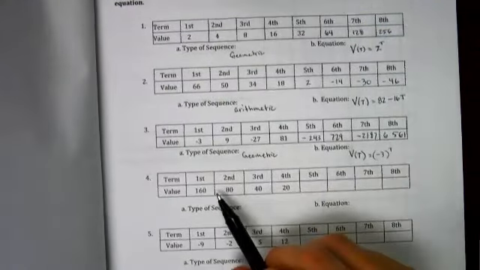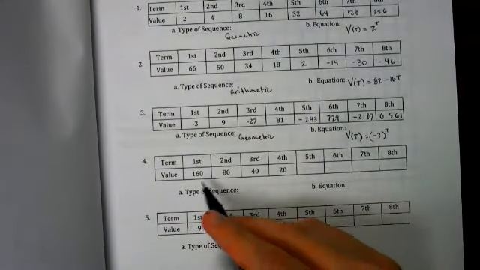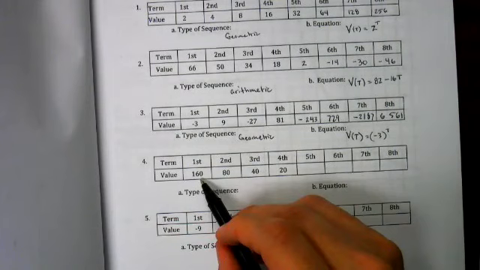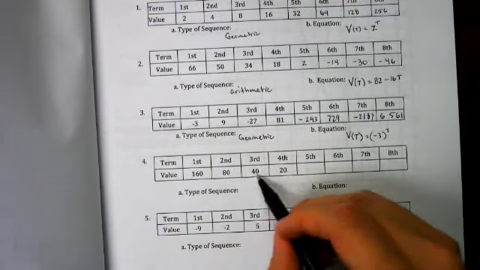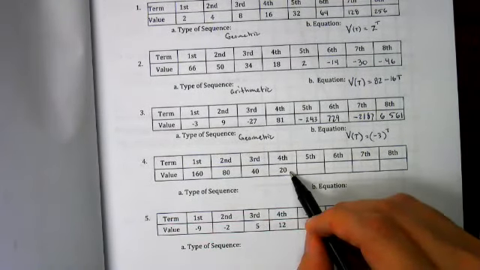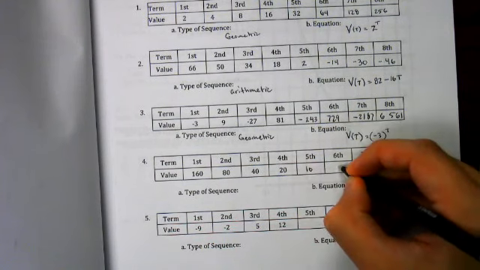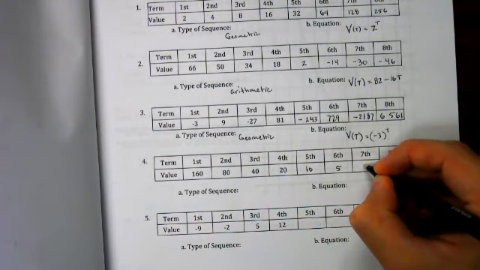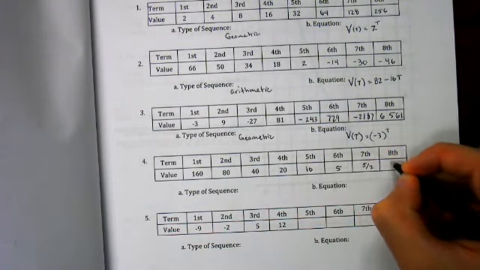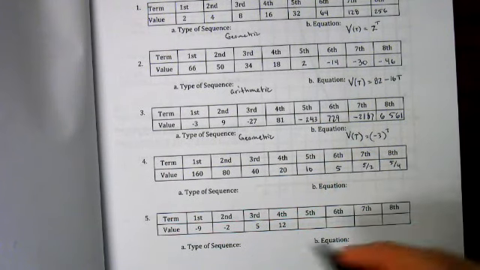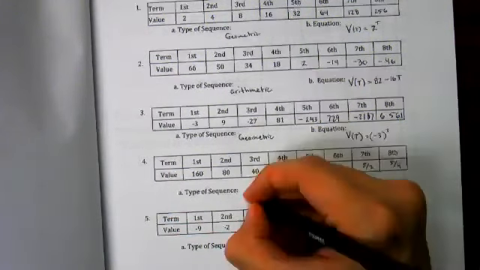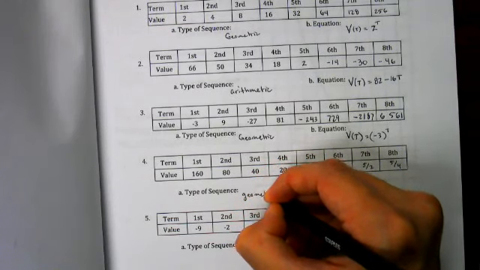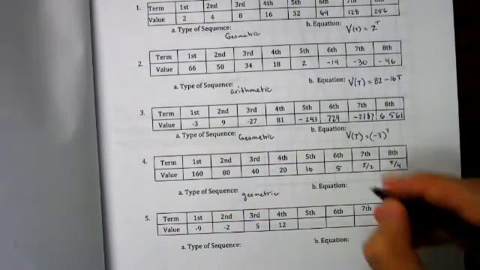Okay, for question 4, let's take a look. 160, 80, 40, 20. It's dividing by 2 every time. This is 10. This will be 5. This will be 5 halves. And this will be 5 fourths. So the type of sequence, it's geometric. It's dividing by 2 each time.